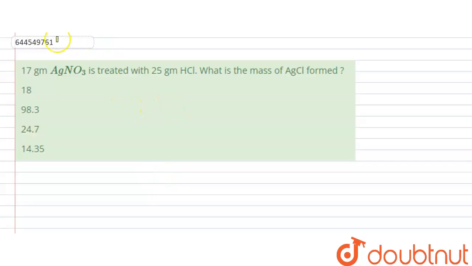Hello everyone. So let's see this question. In this question it is given 17 gram AgNO3 is treated with 25 gram HCl. What is the mass of AgCl formed?